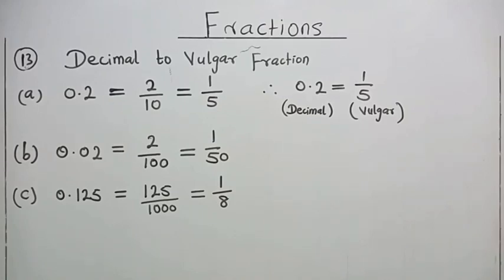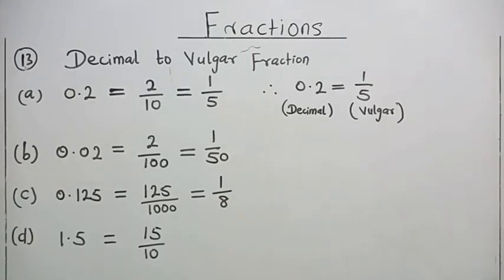And here it comes. It is equal to 1 over 8. When 125 divides itself, it is 1. When 125 divides 1,000, it is 8. Therefore, from decimal form to vulgar form, 0.125 has become 1 over 8. Let us see yet one more example.